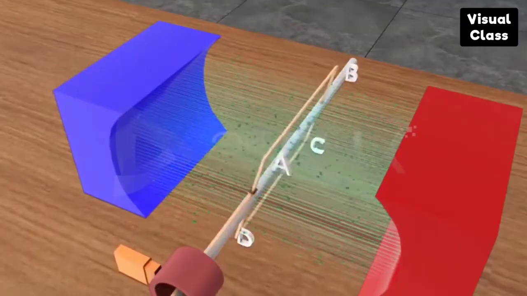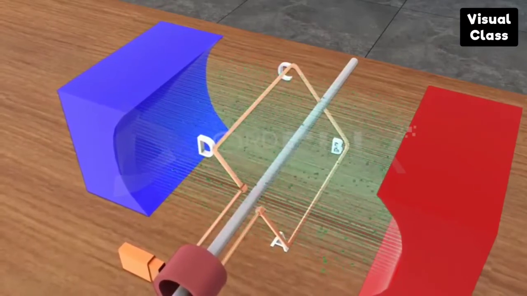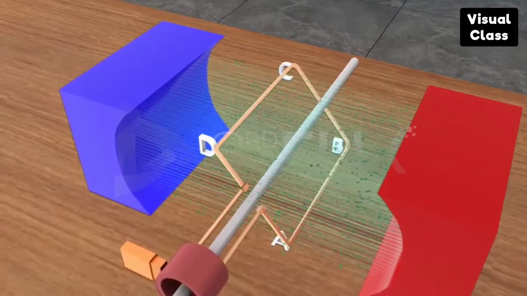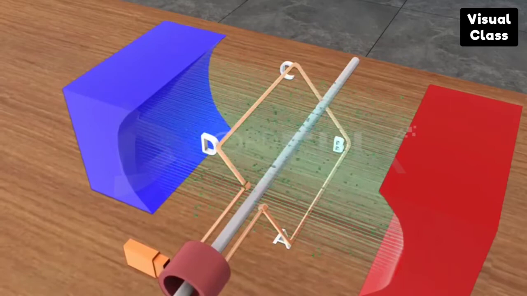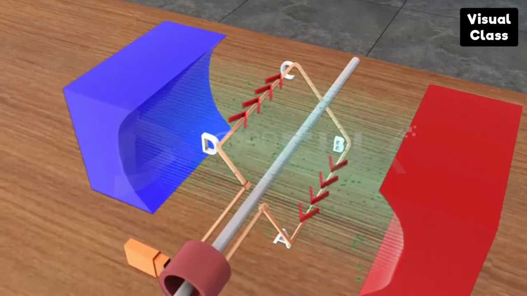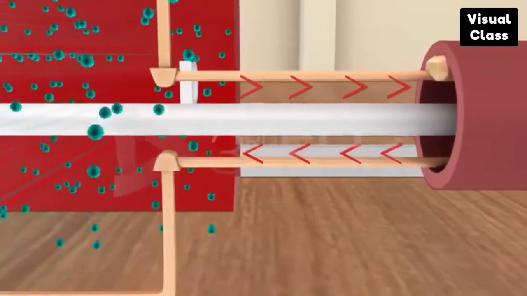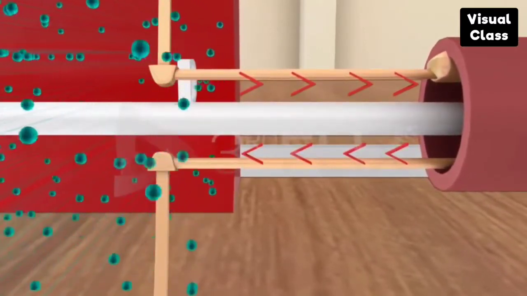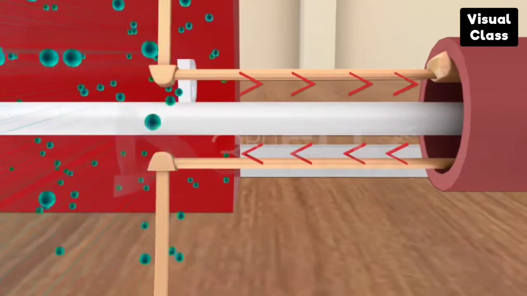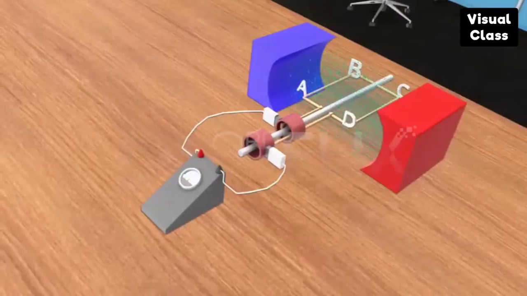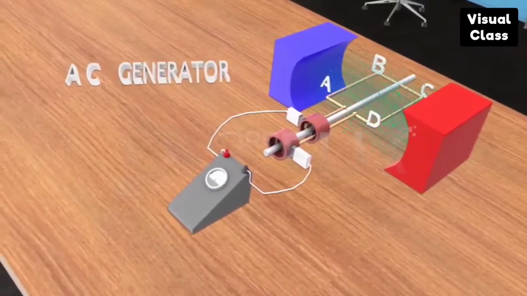After half a rotation, CD moves up and AB moves down. By applying Fleming's right-hand rule, the direction of the current in the arms get reversed. So, the induced current is in path DCBA. Thus, the direction of the current gets reversed after every half cycle. Such a current, which changes directions periodically, is called alternating current, abbreviated as AC. The device which generates AC current is called as AC generator.